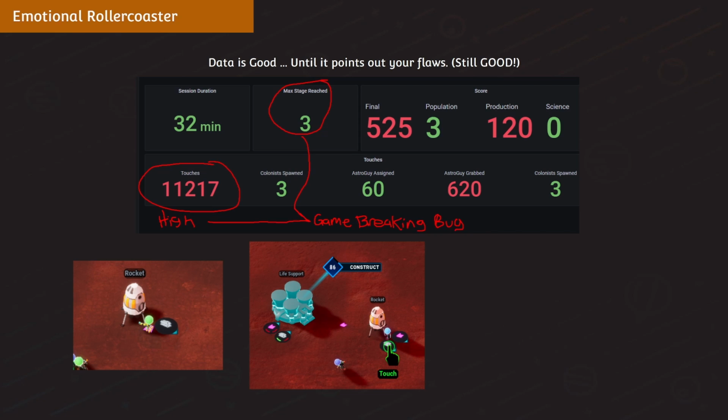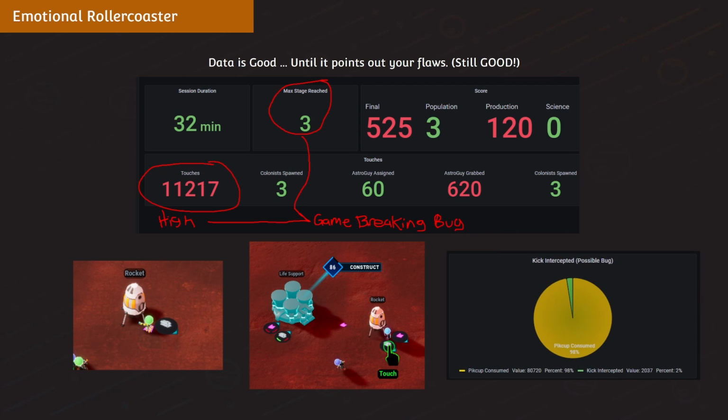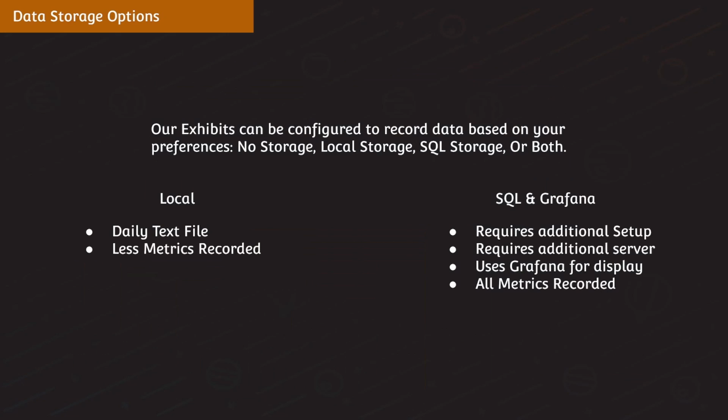But because of this, we were interested in how many times people would actually try to intercept these pickups. After figuring out the bug, we decided to track how often this happens, and it's really only 2% of all pickups ever distributed this way that were intercepted, which is just amazing. With tracking this data, we were able to find this bug.